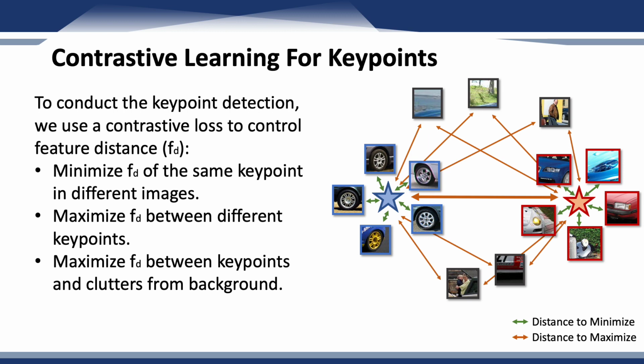To conduct the keypoint detection, we use a contrastive loss to control feature distance. We first minimize the distance of the same keypoint in different images, and then we maximize the distance between different keypoints. Besides that, we also maximize the distance between keypoints and clutter from the background. If you look at this image, we denote these distances with 3 different kinds of arrows.